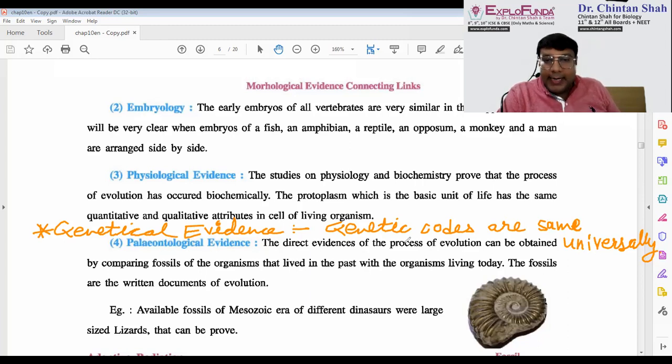Paleontological evidences, the direct evidences of the process of evolution, can be obtained by comparing fossils of organisms that lived in the past with organisms living today. Fossils are written documents of evolution. Available fossils of the Mesozoic era show that different dinosaurs were large-sized lizards, and that can be proven. Wow.